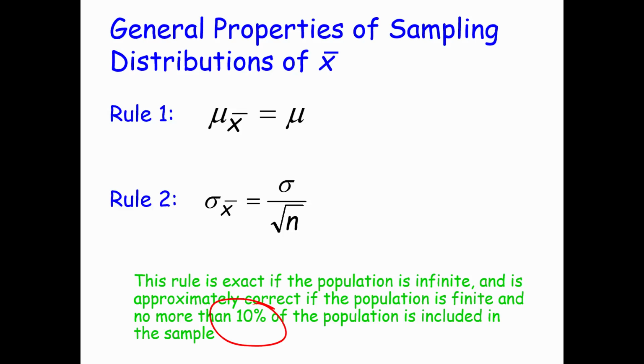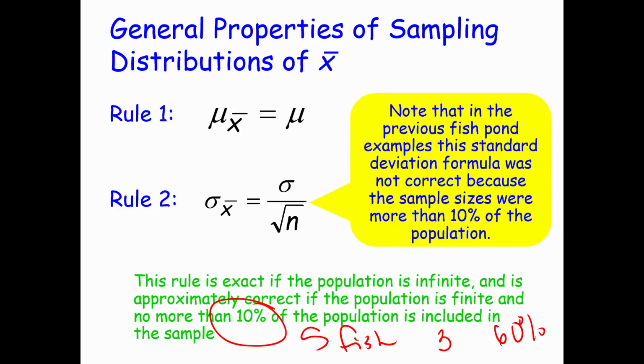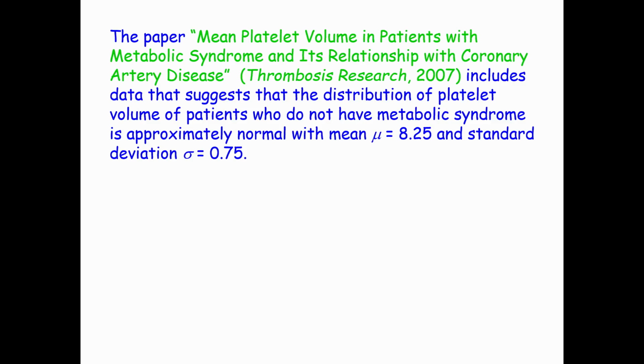So our last example had 5 fish. Oh, there we go. 5 fish. But we were collecting 3 at a time. That's actually 60%. So what we were using, we couldn't actually use a population that small with a sample size so large. And that's what this is talking about. Note that the previous fish pond examples in the standard deviation formula was not correct because the sample size was more than 10% of the population. So let's take a look at another example.